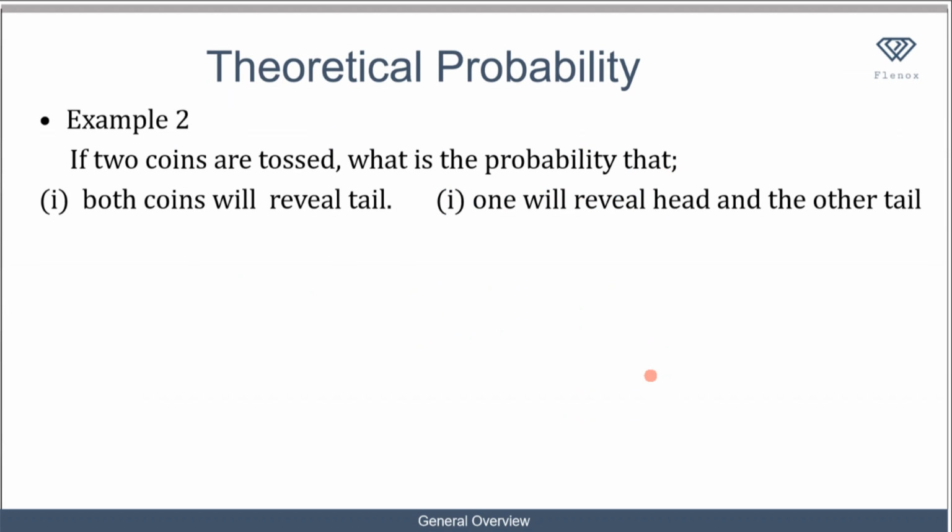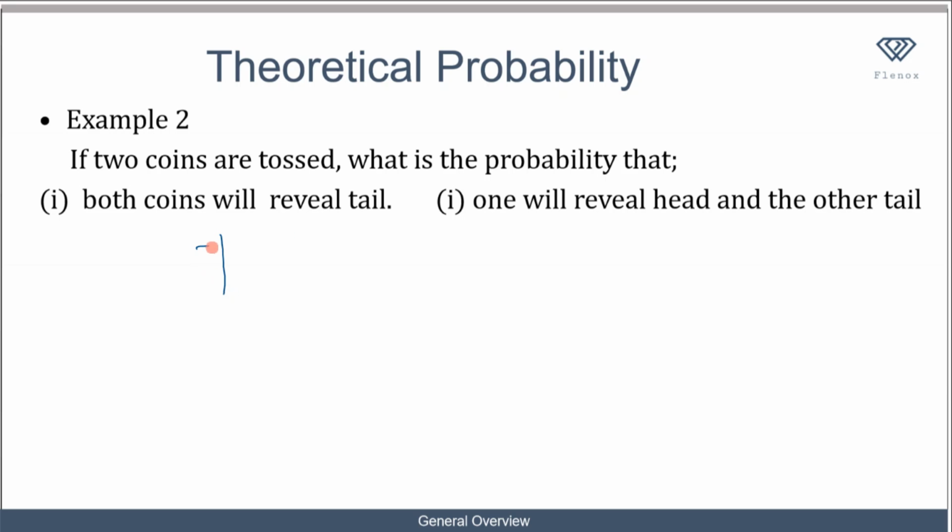Let's take a look at another example. So now we're told that if two coins are tossed, what is the probability that number one, both coins will reveal the tail, and number two, one will reveal the head and the other tail. So now let me draw kind of like a table so that you can see the possible outcomes. So our first goal now is to find the total number of possible outcomes.